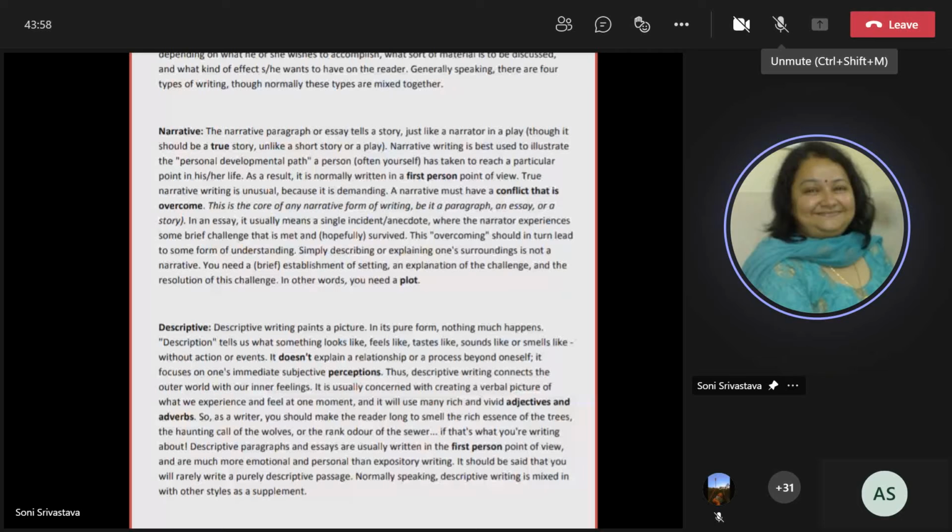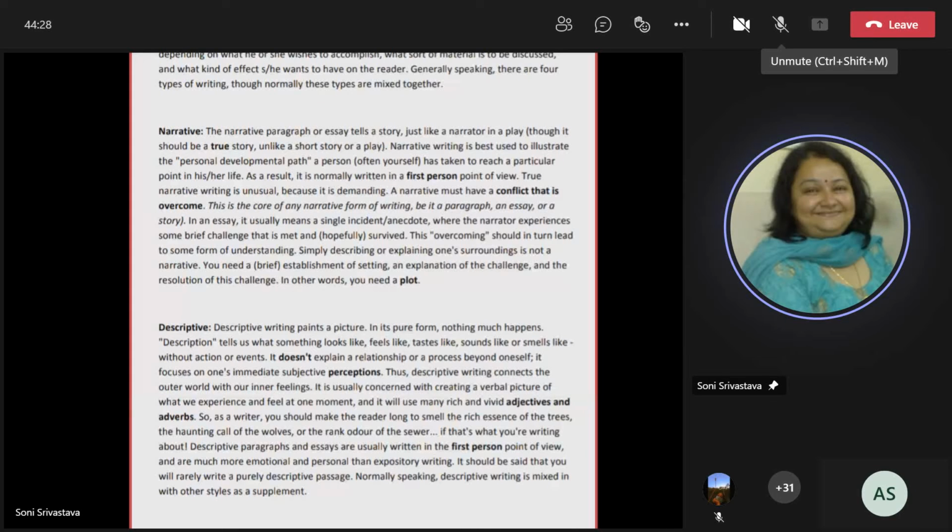And what about The Summer of the Beautiful White Horse? What do you think about it? In what category does it fall? Narrative. Okay. Do you think there is a descriptive element as well? Yes, they have mentioned it. We'll come to descriptive now.